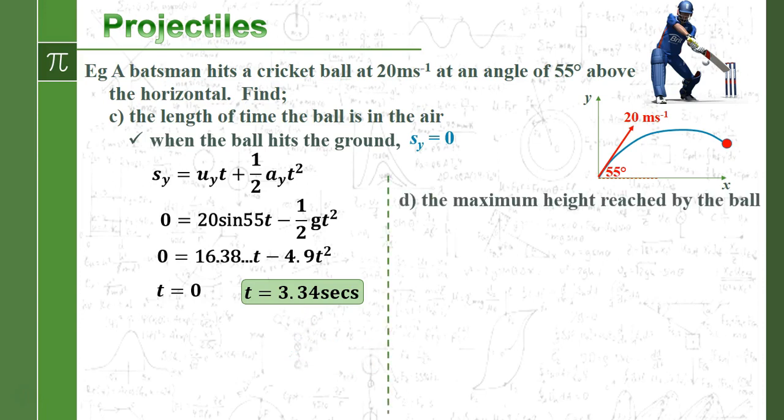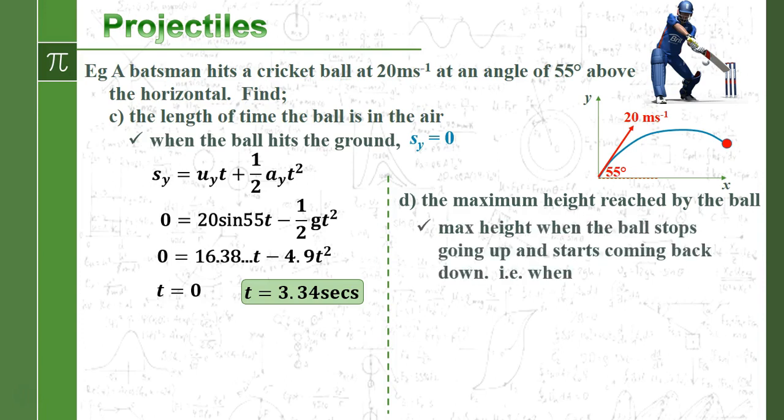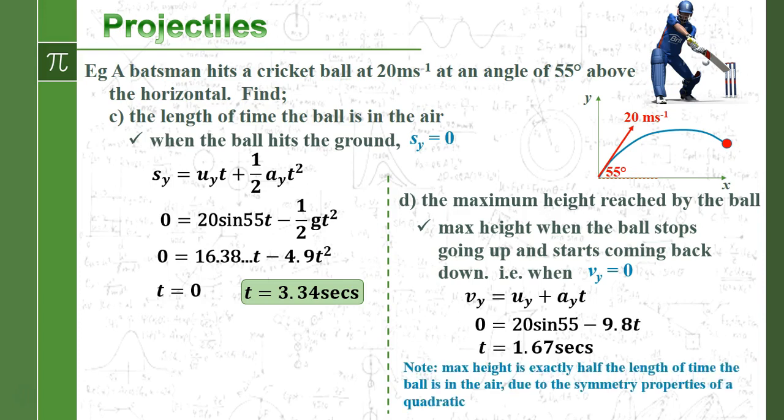Now we want the maximum height reached by the ball. There's a couple of ways we can go about this one. The way I'm going to do it initially is to consider the maximum height when the ball stops going up and starts coming back down. So what do we know at that particular point? Well, that is when the vertical velocity is instantaneously 0. And again, that's an idea that you'll have seen in year 1. So we can put that value into our v equals u plus at. There we go. And solve that for t, and we get t equals 1.67 seconds.